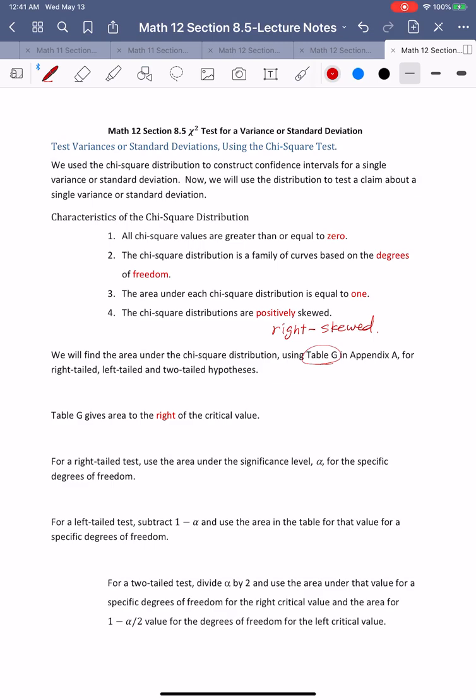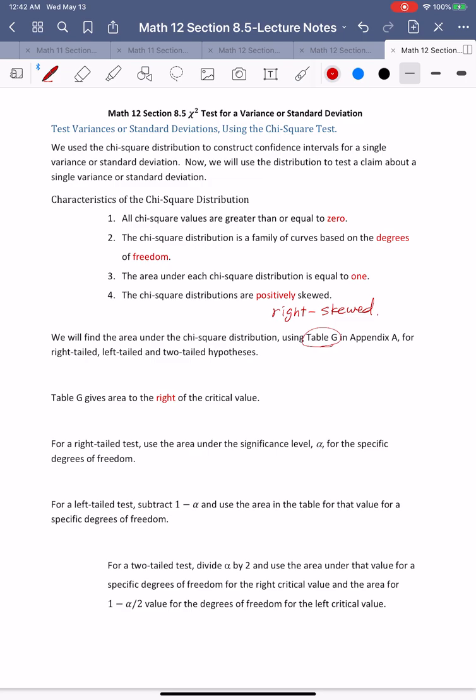you already, for the right-tail, left-tail, and two-tail hypothesis tests. Table G gives the area to the right of the critical value. For a right-tail test, use the area under the significance level alpha for the specific degrees of freedom. For a left-tail test, subtract 1 minus alpha and use that area in the table for the specific degrees of freedom. For a two-tail test, divide alpha by 2 and use that area for the right critical value, and use the area 1 minus alpha over 2 for the left critical value, with the specific degrees of freedom.